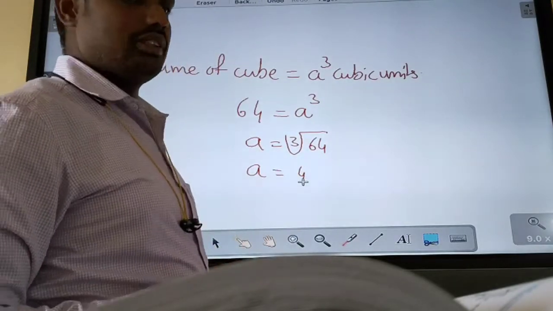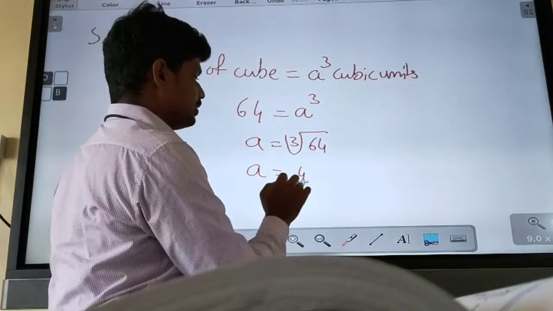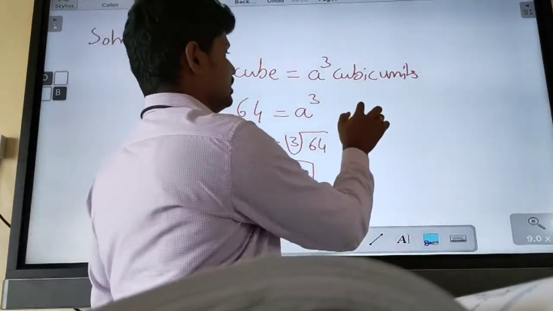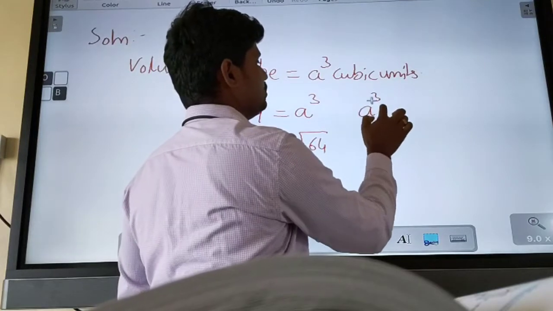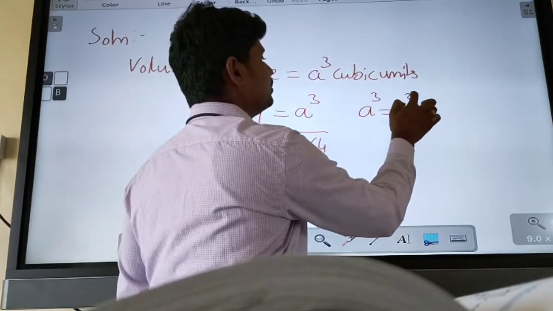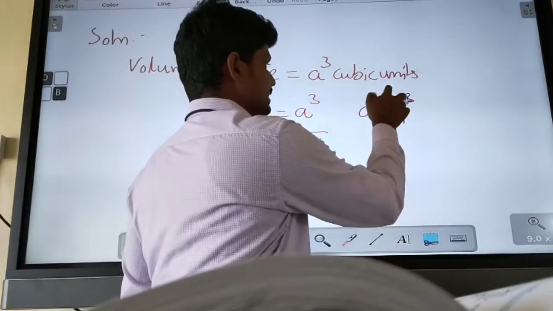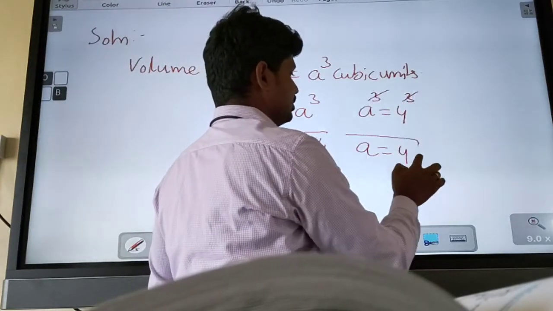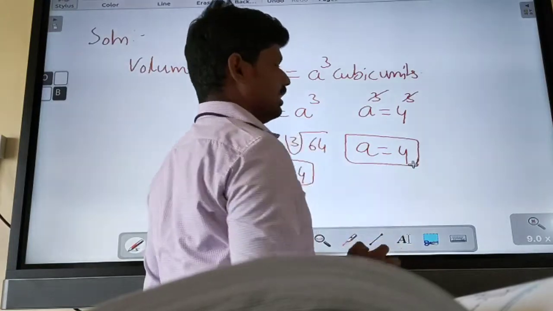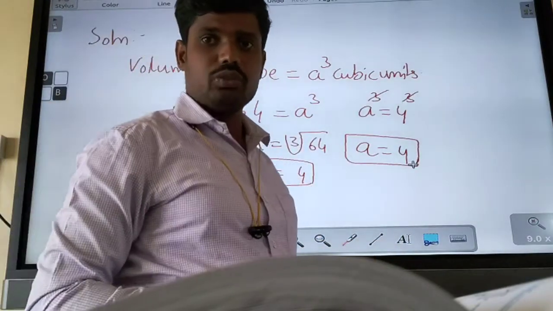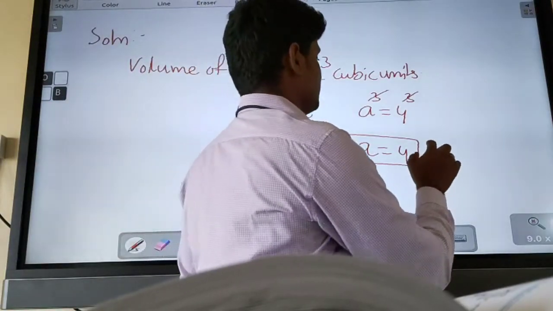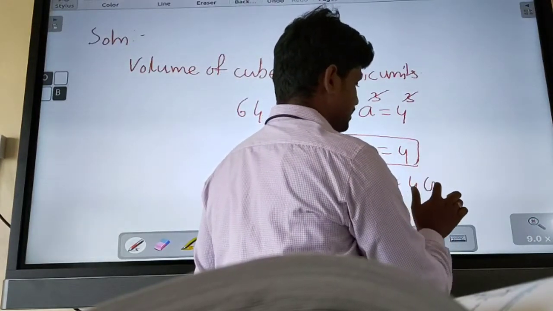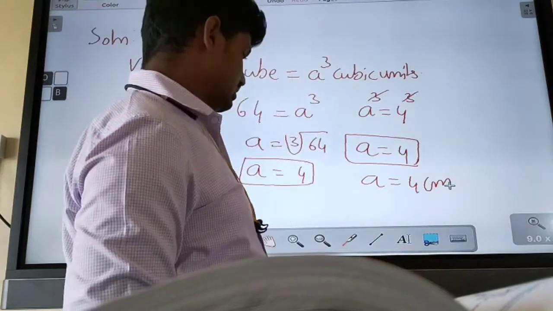Otherwise, children, the cube root of 64 value is 4. Otherwise, another method is there. a³ is equal to 64, which is written as 4³. Both sides cube will cancel. So the value of a is equal to 4. So the side length of the given cube is equal to 4 centimeter. Any doubt regarding this one, children? Next.